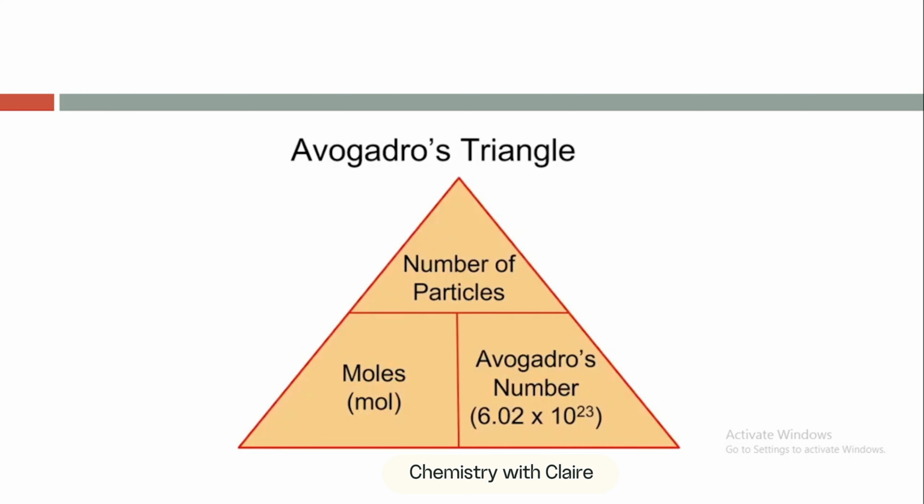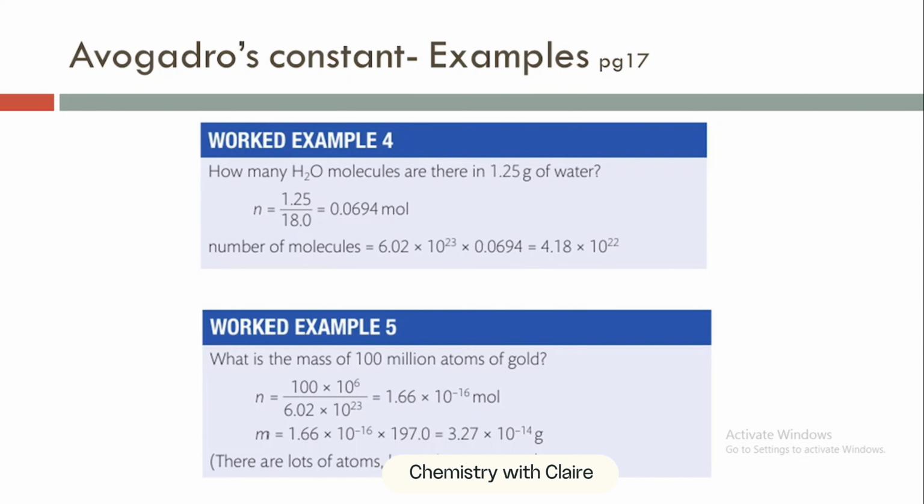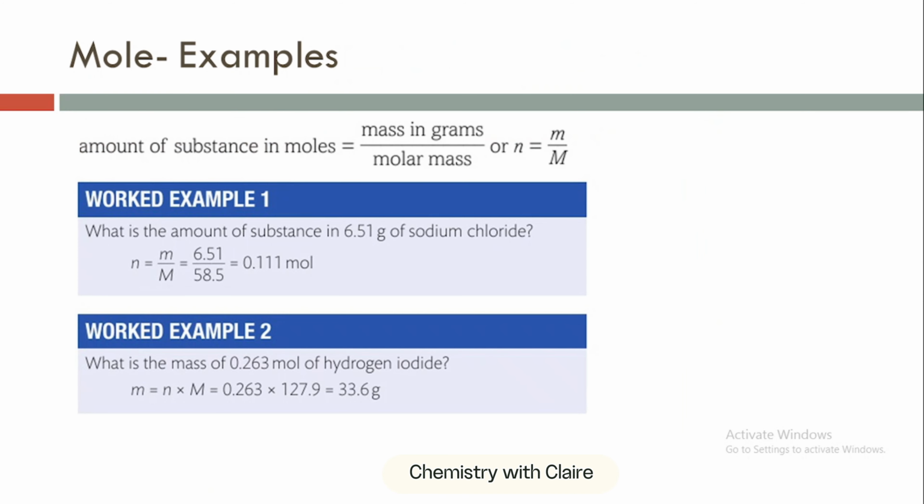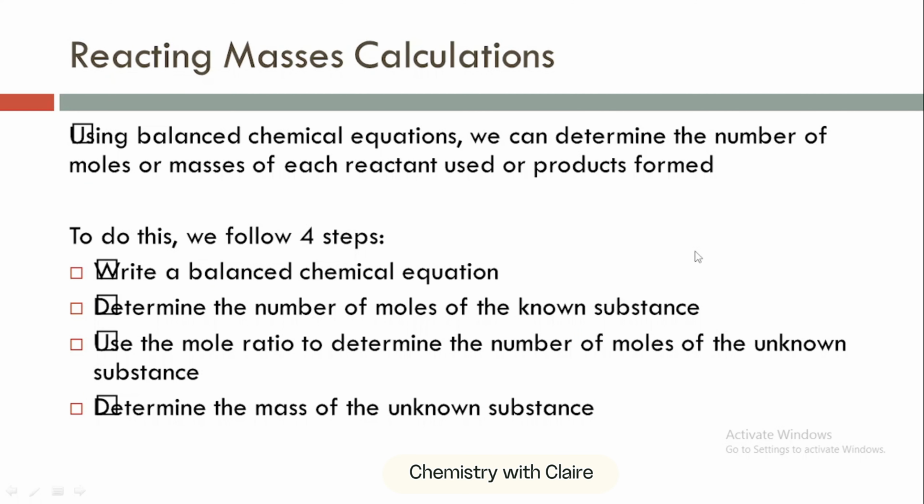So to find number of particles, we have to multiply number of moles with the Avogadro number, and the number of moles can easily be found by this equation where number of moles equals mass in gram divided by molar mass. There are many worked examples available in the book. Feel free to look at the worked examples from the book.